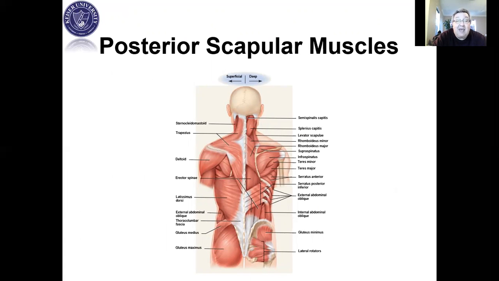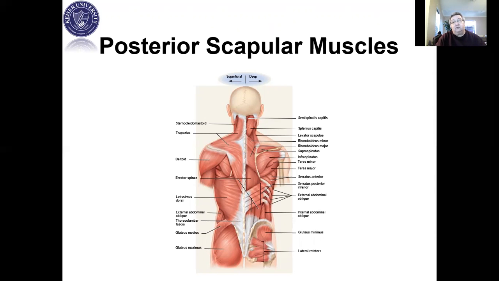The muscles that attach to the scapula. So on the left side, again, you can see a lot of the superficial muscles, the traps, the lats, the deltoids. And on the right-hand side, you can see a lot of the deeper muscles. And we're going to go into a lot of these muscles now that attach to the scapula and help with all the movements that the shoulder does.